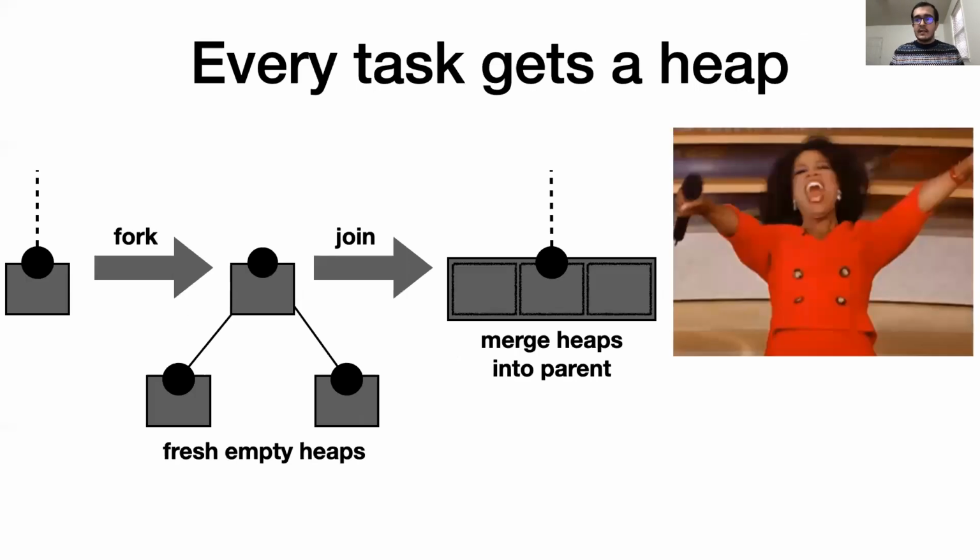Like Opera, our runtime gives each task its own heap. The idea is that each task uses its heap to allocate objects into. This allows us to ascribe each object to a task. So we can answer the question, given an object, which task allocated it. On a fork, we create two new empty heaps for the children tasks to use. And at a join, we merge these heaps back with the parent.